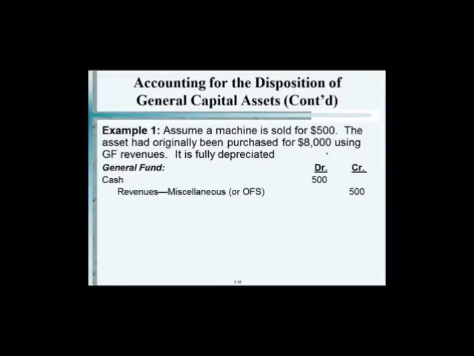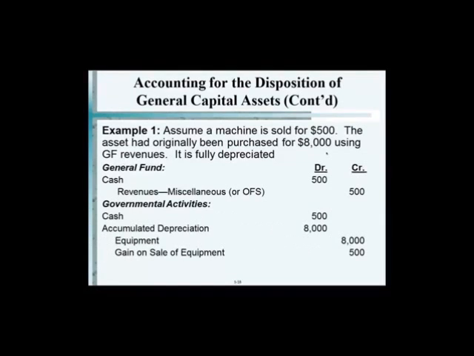This is like our cash basis. All you're concerned about is what? The cash that you're receiving. And this is the problem with, people don't understand this. Why is it this way? Because it's modified accrual basis. But look at what happens in the governmental activities. You've got to get rid of the equipment by crediting it. You have to get rid of the depreciation, and you show gain on sale of equipment.